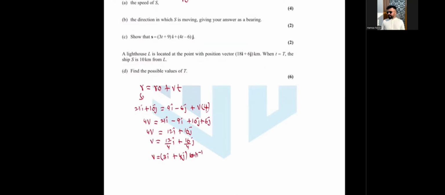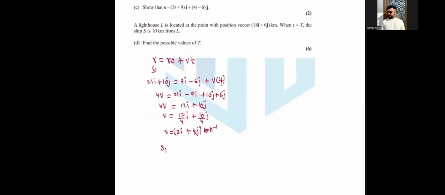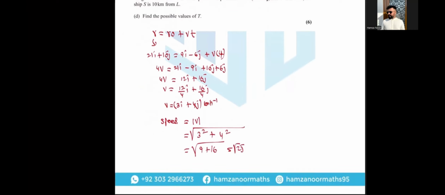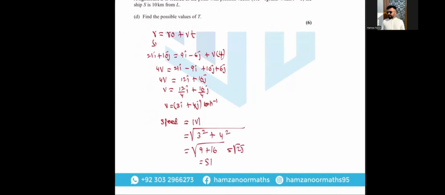Now we need to find the speed. Speed is basically the magnitude of the velocity vector. So the magnitude of this vector will be the square root of 3 squared plus 4 squared, meaning the square root of 25. Therefore, the speed is 5 kilometers per hour. This is our answer, the speed of the ship, the speed of S. So here was the requirement for part A, which was worth 4 marks.